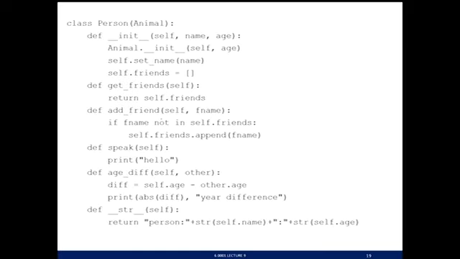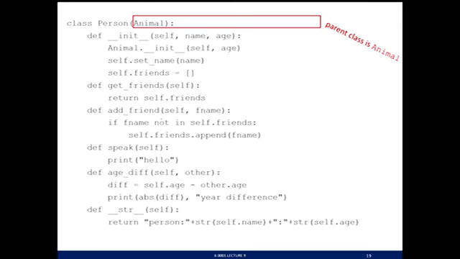So let's look at a slightly more complicated example. We have a class named person. It's going to inherit from animal. Inside this person, I'm going to create an init method. And the init method is going to do something different than what the animal's init method is doing. It's going to take in self as usual, and it's going to take in two parameters as opposed to one, a name and an age.